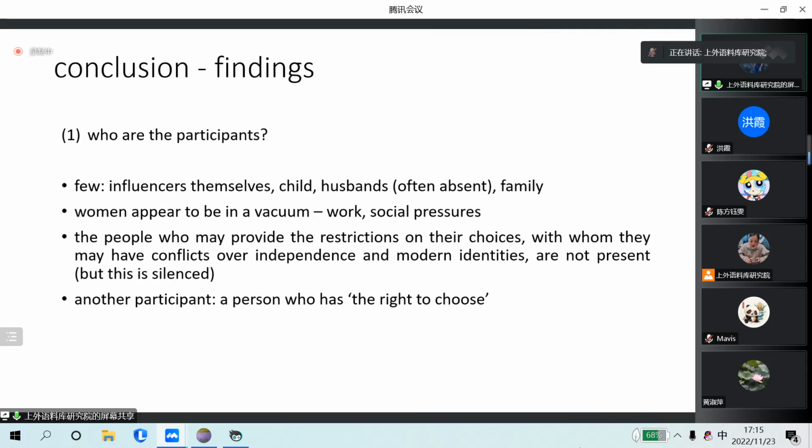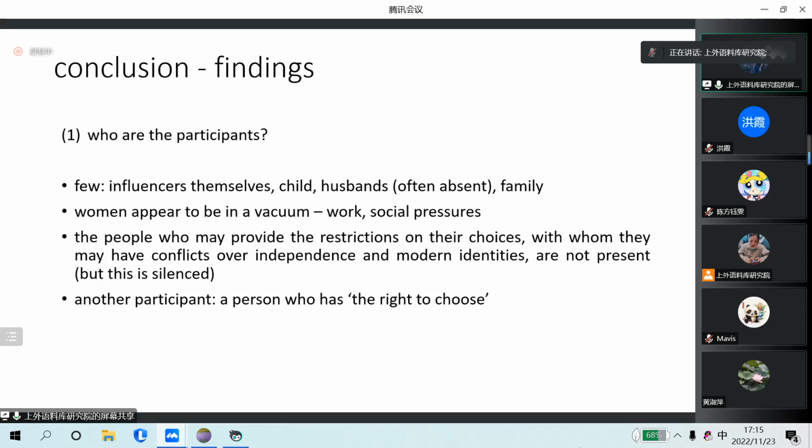Now, in conclusion, what were the findings here? Now we go back to what we said all the way at the beginning, right? We first look for the participants. Well, actually, there's quite few participants, we could say. There's the influencers, of course, themselves, and then sometimes a child is mentioned. Husbands are mostly absent, and families are there as a kind of vague reference, but they don't feature. They're never in the pictures.